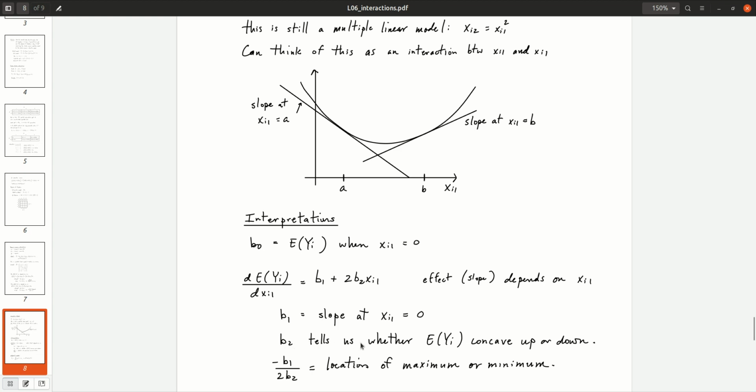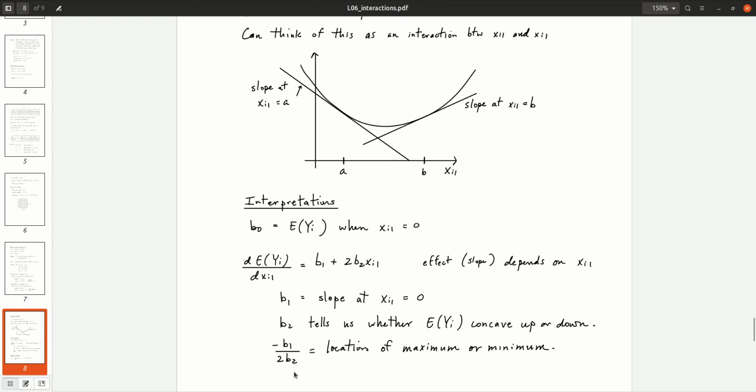B2 tells us whether the quadratic, expected value of yi, is concave up or concave down. So in this example here, B2 would be positive. So if we knew B1 was negative and B2 is positive, we know that the quadratic is going to be sloping down at 0, but then eventually it's going to come back up.